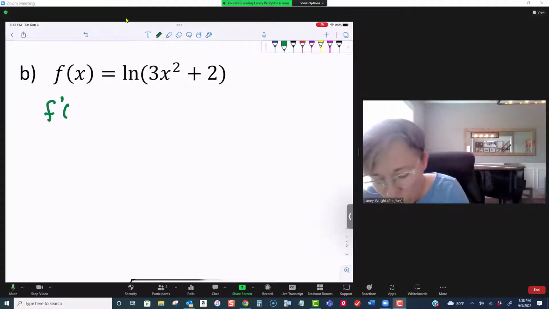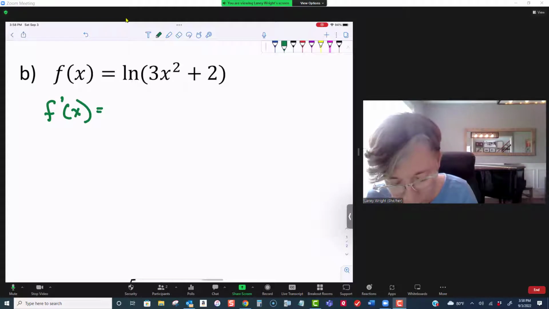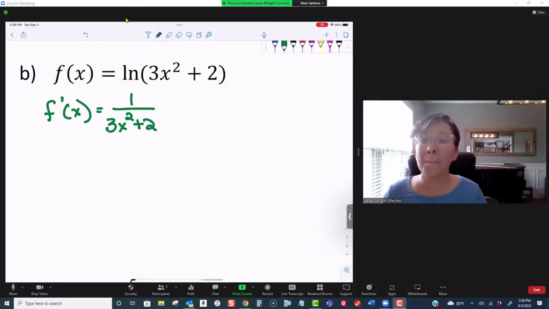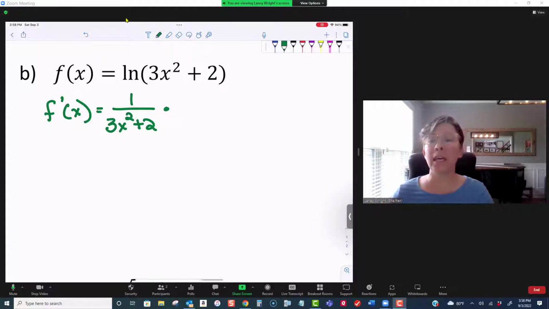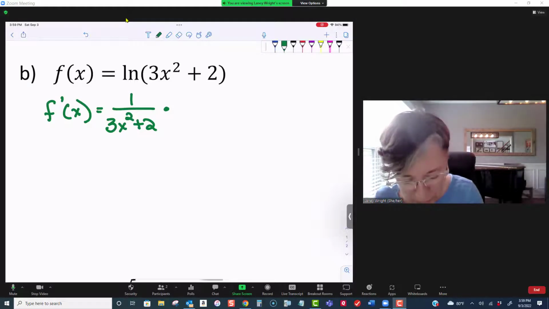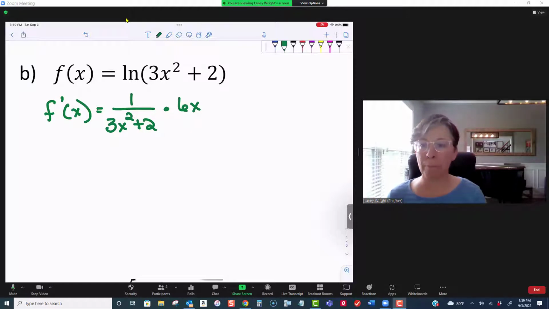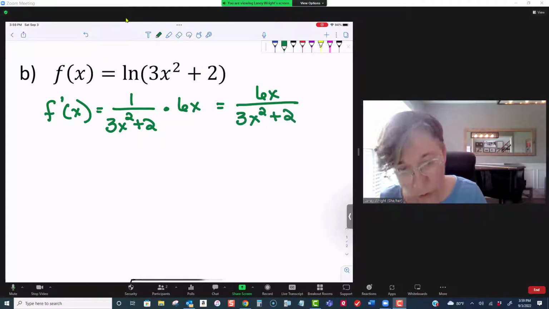This is a function within a function. So remember the chain rule. We take the derivative of the outside function. So since the outside function is a natural log, we will take 1 over 3x squared plus 2 as it is. But then we have to multiply it by the derivative of the inside function. And in this case, 3x squared, that derivative would be 6x to the first. And the derivative of 2 is 0, so it doesn't show up. So we can clean this up. We can get 6x over 3x squared plus 2.